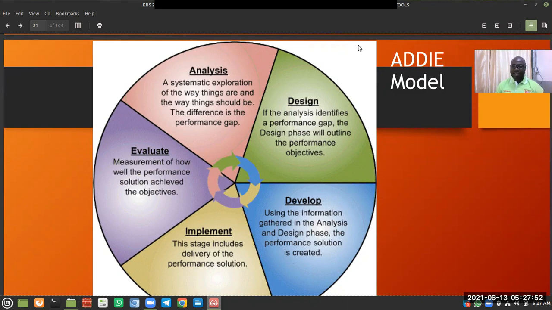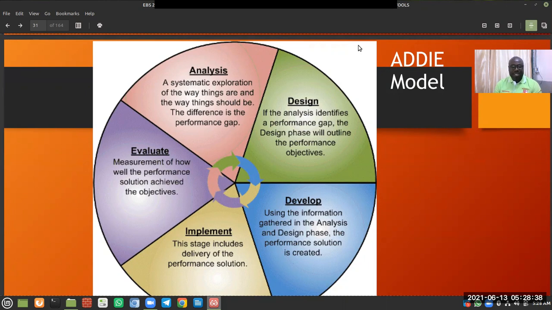Having created the instructional design, we need to put it into action. And that is where the implement or implementation stage comes in. At the implementation stage, we put into practice that which we have developed. There is an actual enactment or use of the instructional design in the classroom. So the design which has been developed is now implemented.